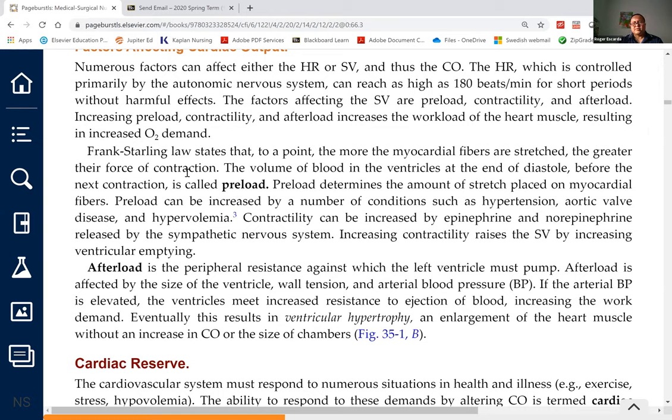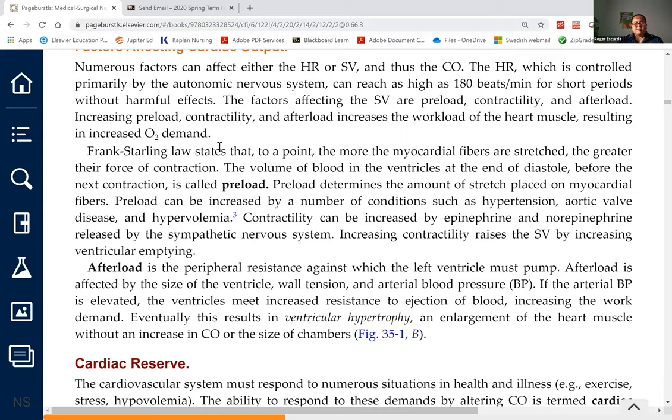Let's review this. This was discussed under A&P, if you still remember. This is one of the terms that need to be understood, because in the next following chapters, they will no longer explain what preload and afterload is. They will just use the terms and assume that you understand what they mean.